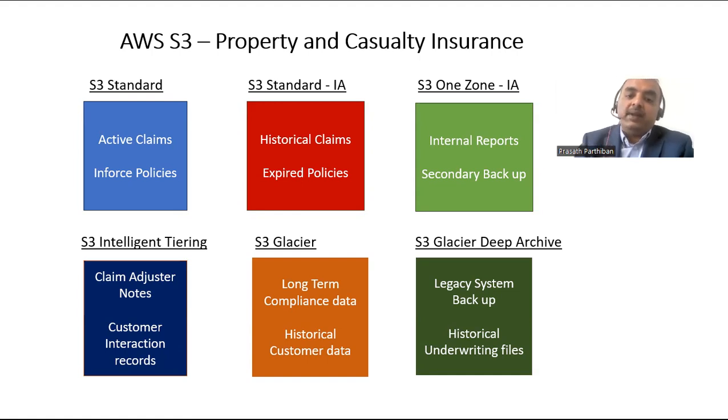So, long-term compliance data, right? Even though you have any P&C insurance policies that are expired, sometimes you need them for a compliance team to be sent to the ISO bureau. So you can store those kinds of data in S3 Glacier, or historical customer data, right? Once the policy is expired or the customer is no more with the particular insurance carrier, they left, but still you need that for some kind of future reference. You can store that in S3 Glacier.